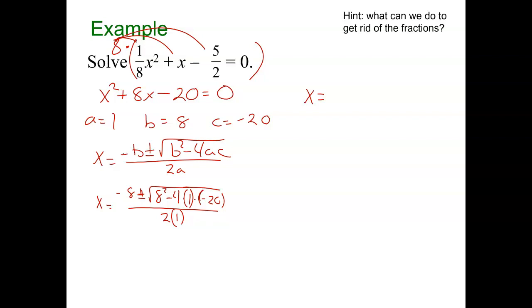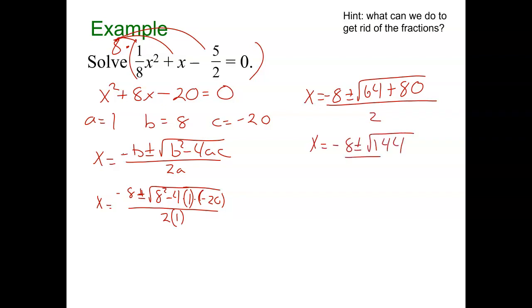Alright, 8 squared is 64. Negative 4 times 1 times negative 20, and 2. 64 plus 80. Can I square root 144?